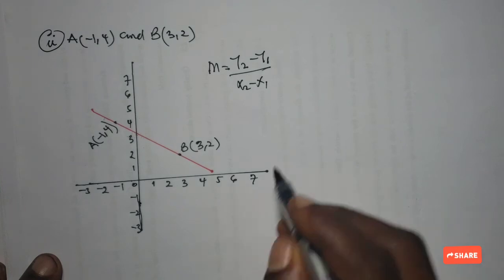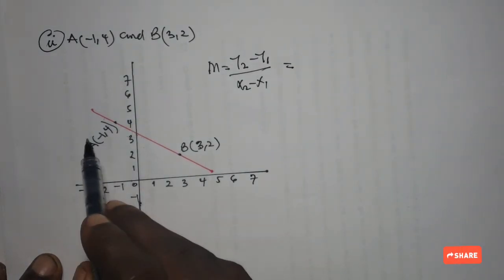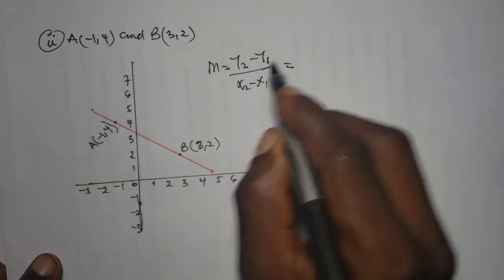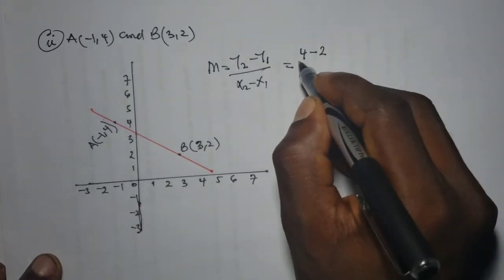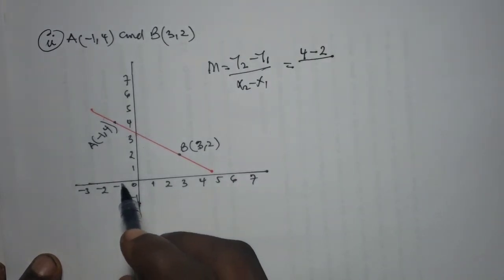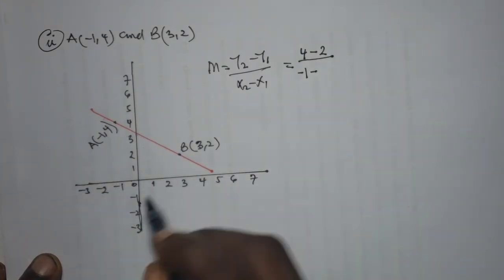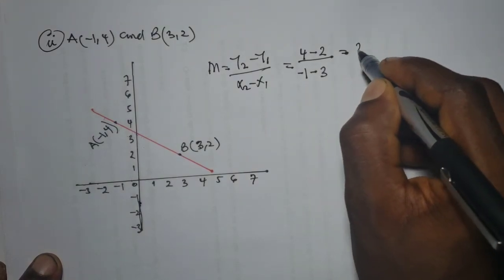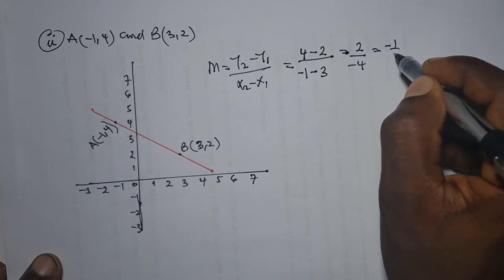So here, slope M again is Y2 minus Y1 over X2 minus what? X1. So you choose. So I want to take X1, Y1, X2, Y2. My Y2 is 4 minus my Y1 is 2 over my X2 is minus 1 minus my X1 is 3. And that gives me what? 2 over negative 4. That is equal to negative 1 over 2.